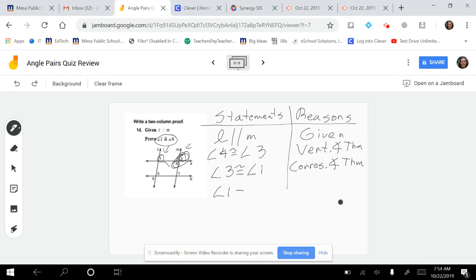And now we can do the proof. So angle 1 is congruent to angle 4 because angle 4 is congruent to angle 3 and 3 is congruent to angle 1. So remember that is going to be our transitive property. We are all done.